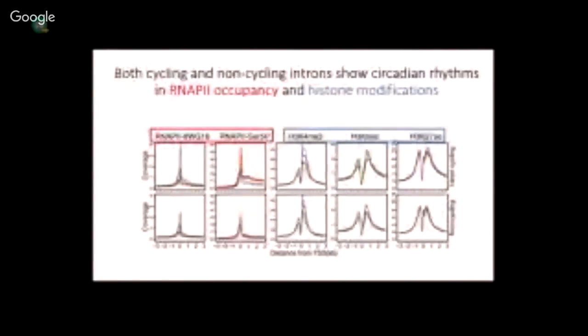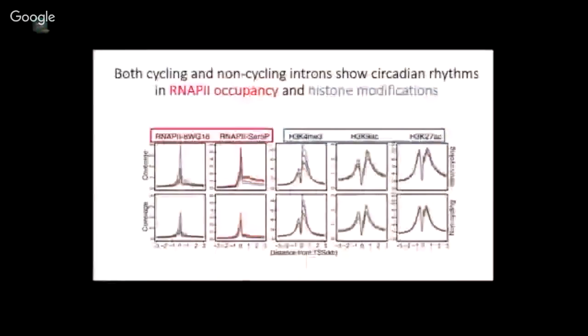And as for the intron group, we can separate it into two groups: the cycling intron group and the non-cycling intron group. First, in the cycling intron group, we can see that both RNA polymerase 2 occupancy and the histone modifications all show circadian modulations. But what is very surprising and unexpected is that in the non-cycling intron group, they also show circadian modulations. And here we will discuss later about this kind of result.